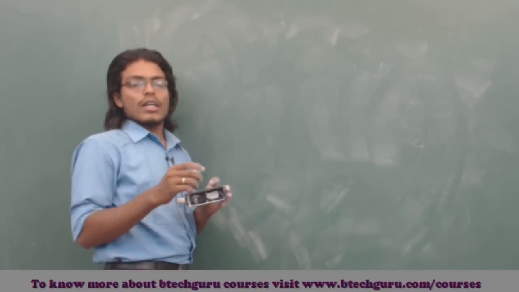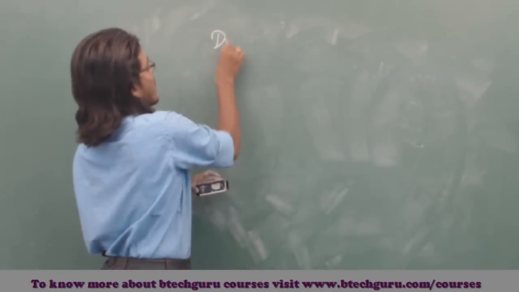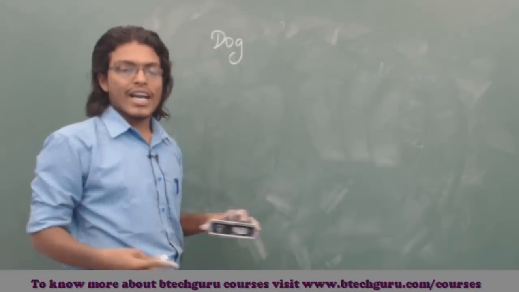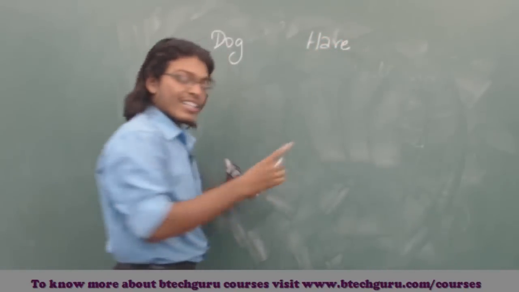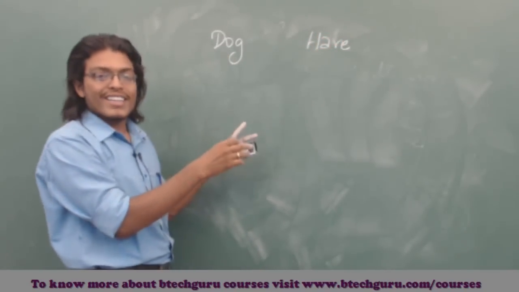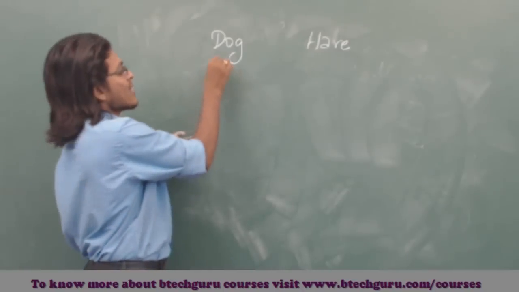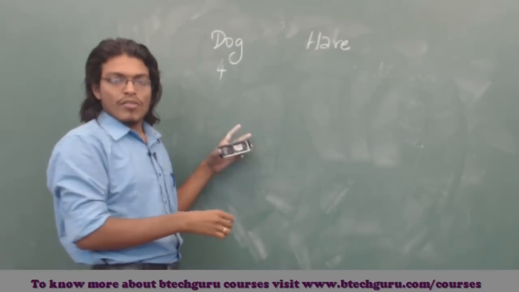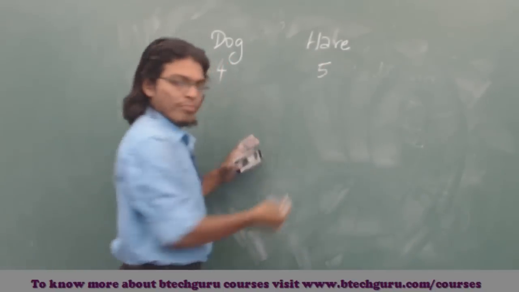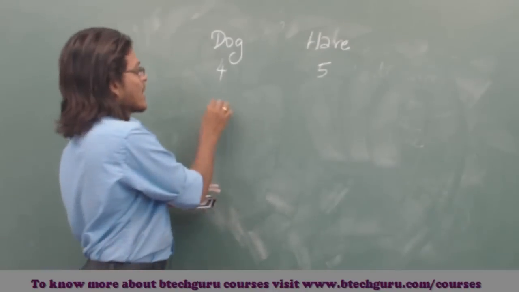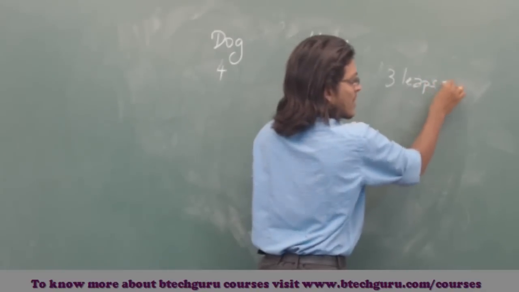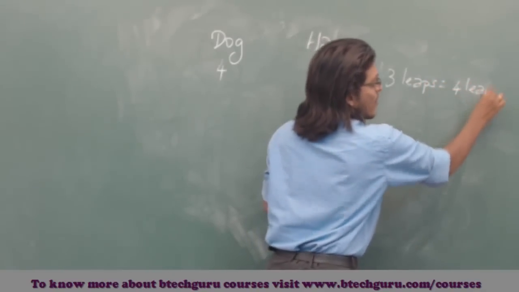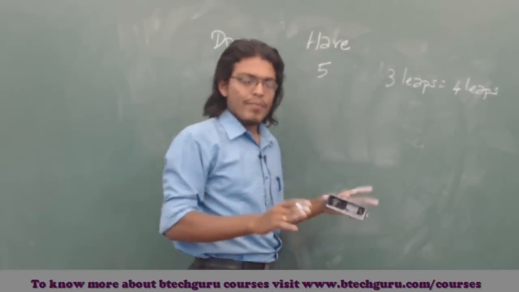A dog, we'll have a look at the dog and hare problem again and again. I think I got the data wrong. I got it as 4 and 3. Okay. A dog takes 4 leaps for every 5 leaps of a hare, but 3 leaps of a dog is equal to 4 leaps of the hare. We'll take the same example.